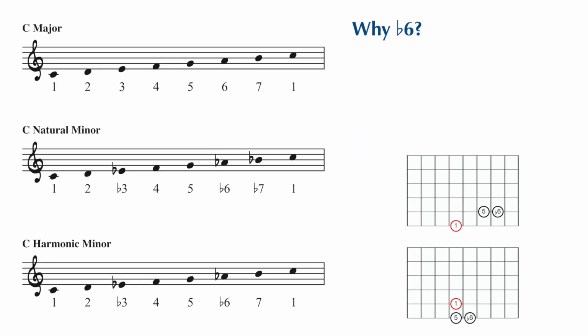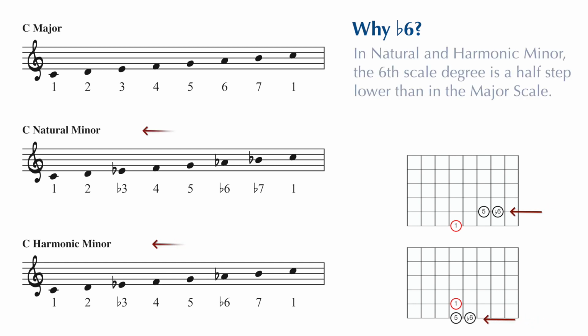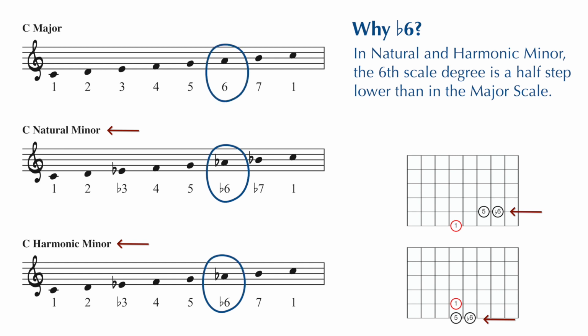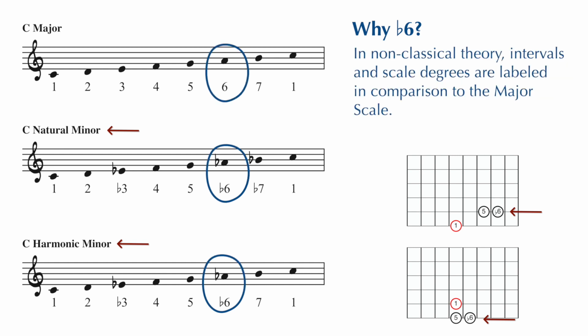The fretboard diagrams at the top of page 157 show how to find the root of your 1, flat 6, and 5 in relation to each other. Let's talk about that flat 6 for a minute. In the natural and harmonic minor scales, the 6th scale degree is a half step lower than it is in a major scale. And non-classical musicians tend to classify intervals and scale degrees in comparison to the major scale.